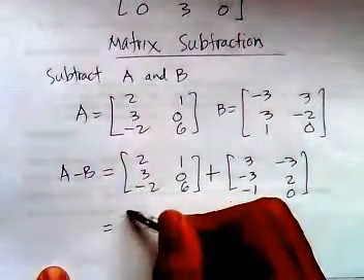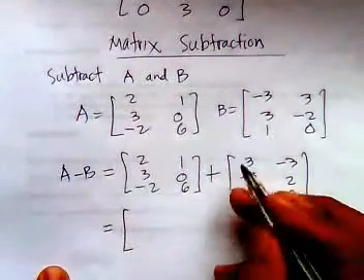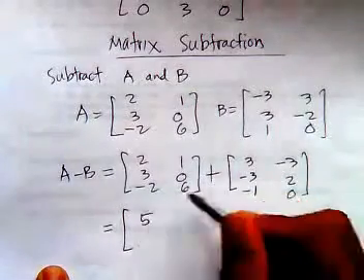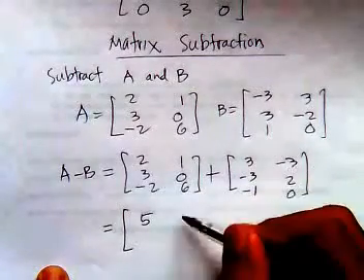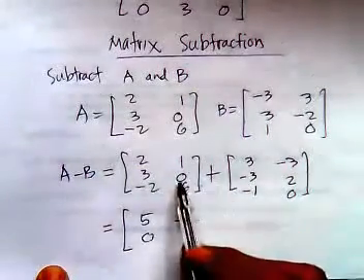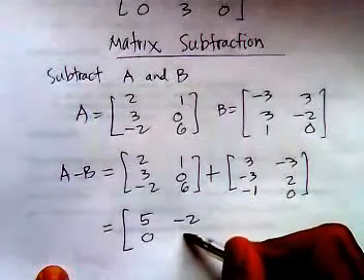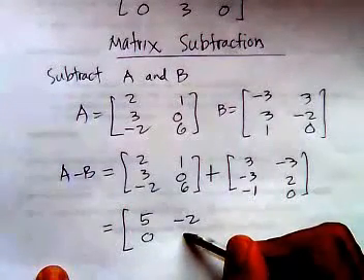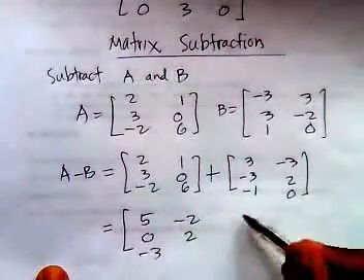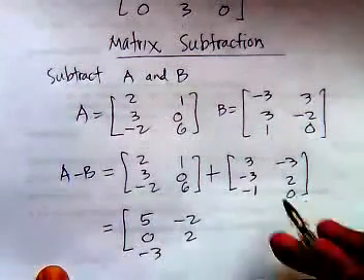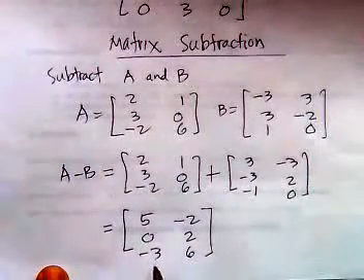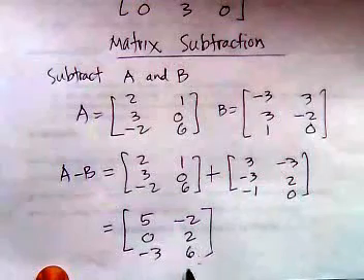So you have to add that one. Your result would be 2 plus 3, simply 5. 1 plus minus 3 is minus 2 there. 3 minus 3 is 0. 0 plus 2 is 2 there. Then you have minus 2, minus 1, minus 3. 6 plus 0 is simply 6. So the result is this one, 5, 0, minus 3, minus 2, 2, and 6.